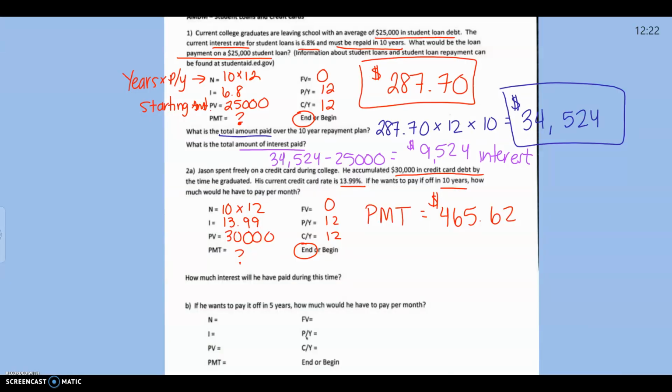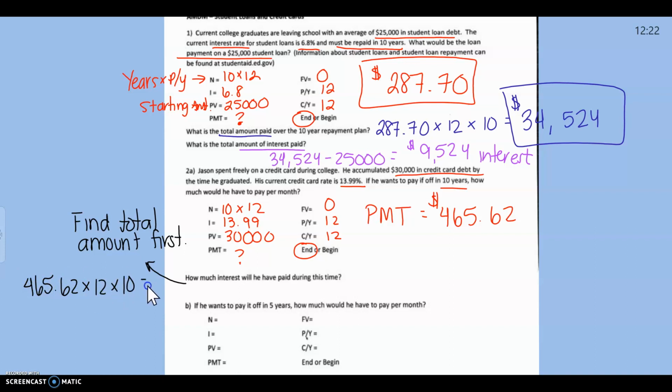So then how much interest will he have paid? If you're doing interest, remember you have to find total amount first. Okay, so you have to do your 465.62 times 12 months times 10 years. So you've got to figure out the total amount he's going to pay first. So he's going to pay $55,874.40 over the life of this loan.